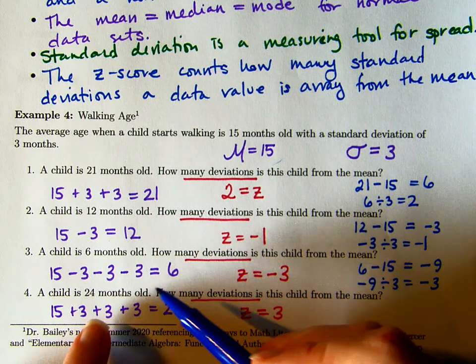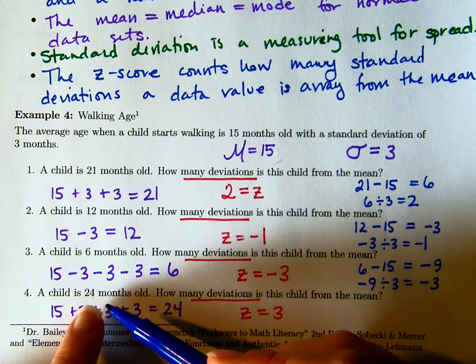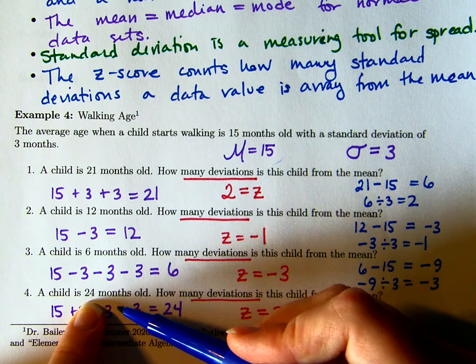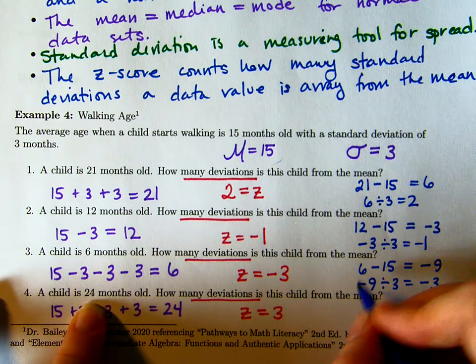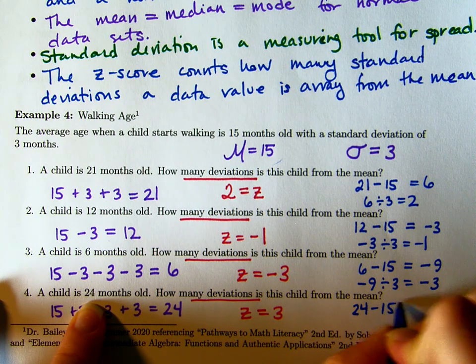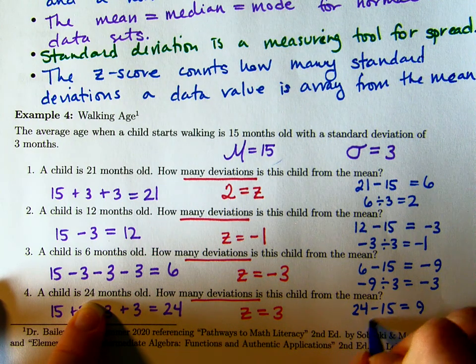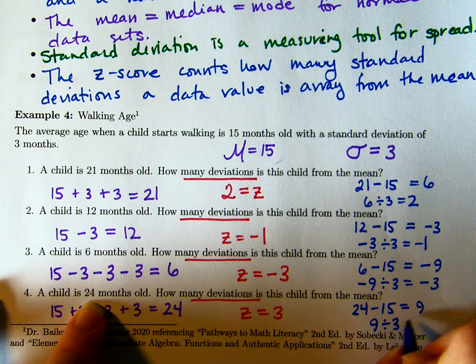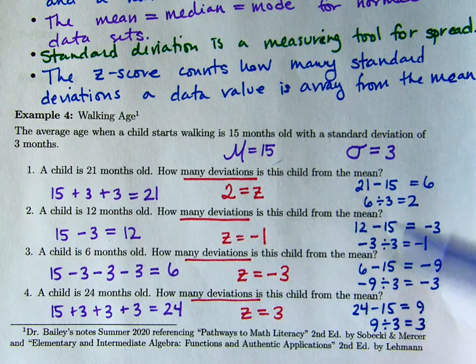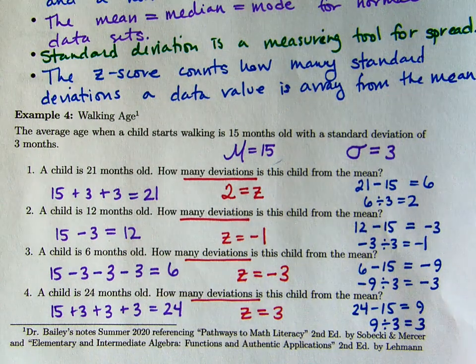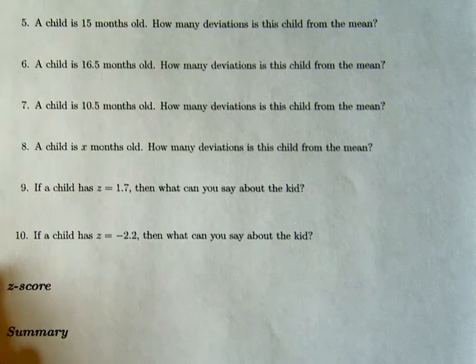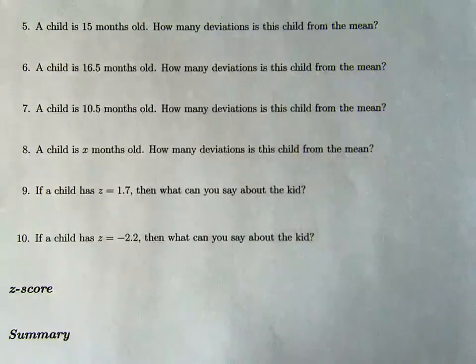And they do it similarly, just not how I had done it, which is totally fine. What's the difference between a 24-month-old and a 15-month-old? Well, the difference is 9 months. How many standard deviations, how many sets of 3 are there in 9? Well, there's 3. Okay, so this blue stuff is just a completely different way of solving the same problem, but just wanted to show you that other people do it a little differently. That's totally fine. Maybe I'll alternate back and forth right now.